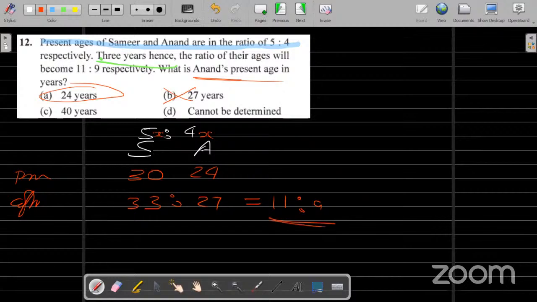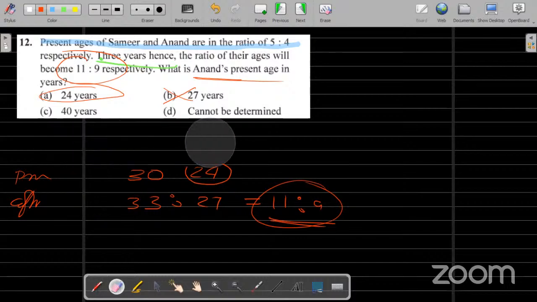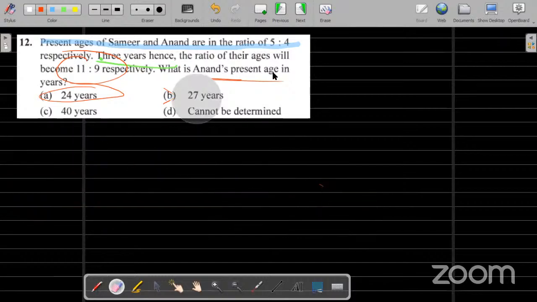So if the age of Anand is 24, 4x is 24, x will be 6. Then 5x will be the age of Samir, which will be 30. And after 3 years, every person will get an increment of 3 years. So 30 plus 3, 33 and 24 plus 3, 27 are the respective ages of Samir and Anand after 3 years. And that is in the ratio 11:9, which is the ratio given in the question. So that must be the answer. No need to do the calculation. We'll get the answer in a few seconds using that. Right? Next question.